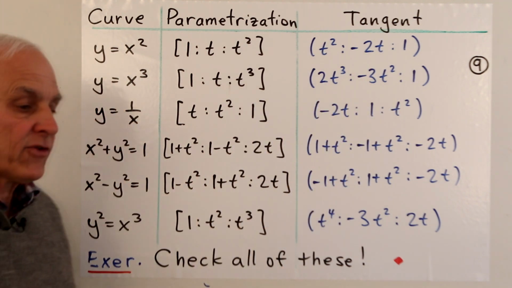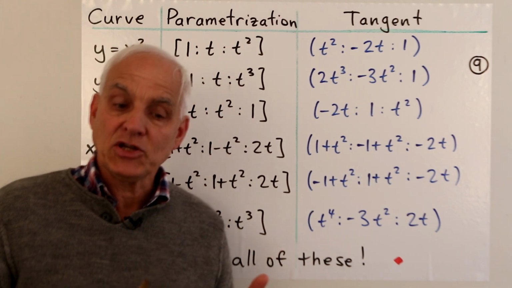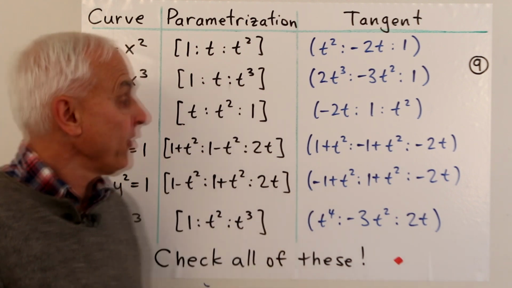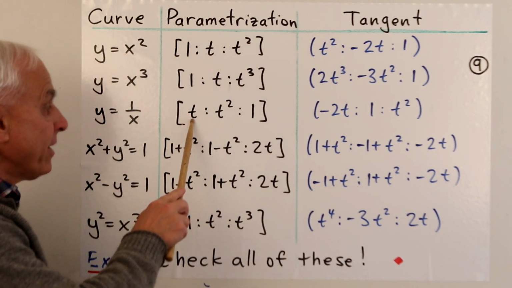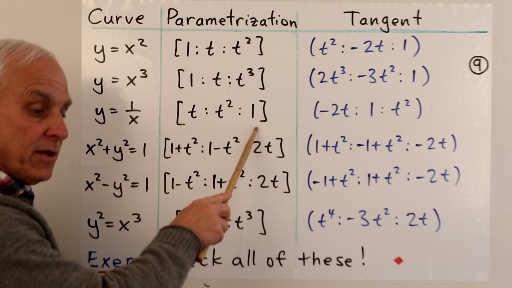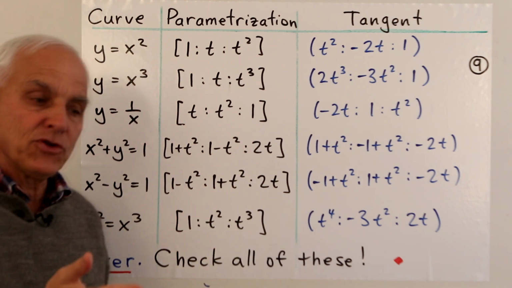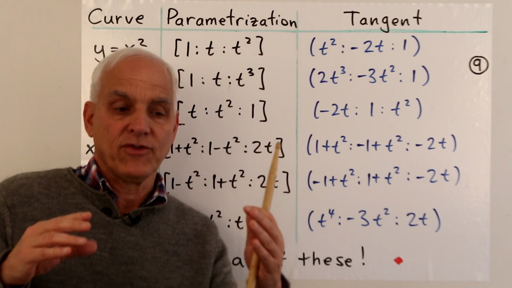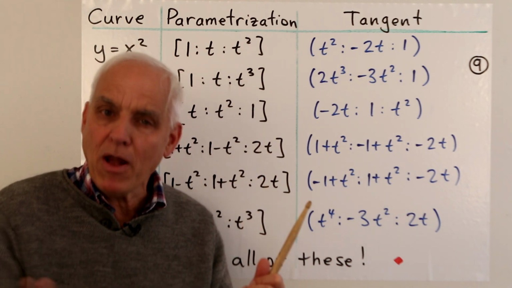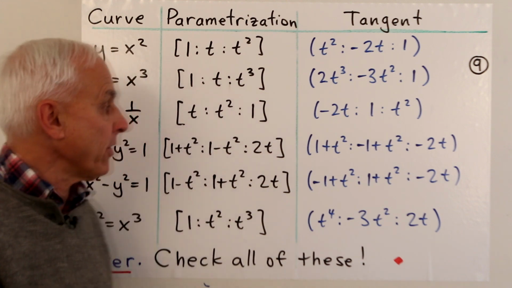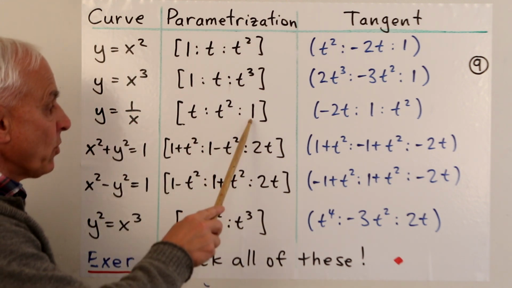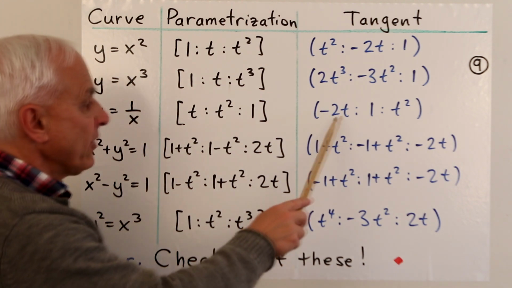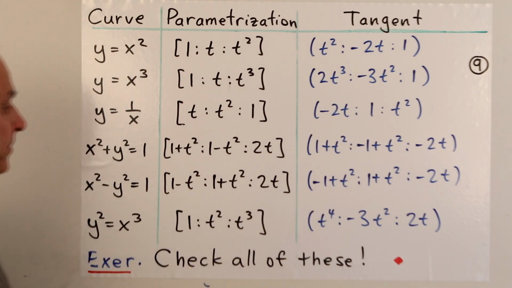Y equals 1 over x, well, the standard parametrization for that would be x equals t and y equals 1 over t. So you might expect that we should write 1, t and 1 over t. That's fair enough, but we'd like to get rid of denominators, and the projective form of our coordinates is ideally suited for that. So we can multiply through by that t in the denominator, getting t, squared, 1. And the tangent to that is minus 2t, 1, t squared.